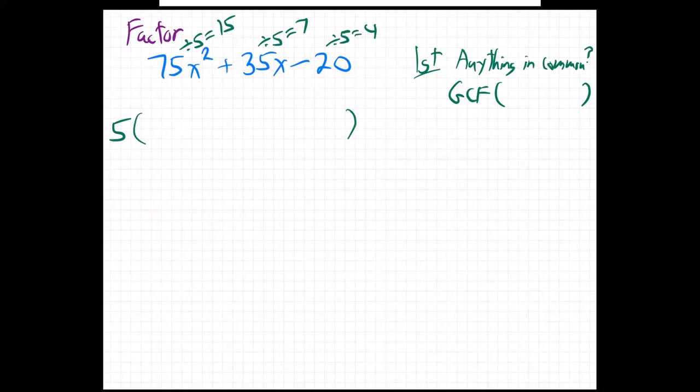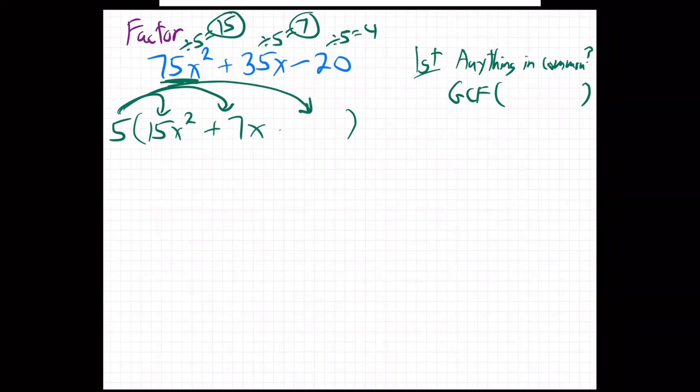And then you put in the parentheses whatever works. So 5 times what will go back to 75x squared? Well, we already divided and we get the 15x squared. And then 5 times what? Well, we already got 7x. And then 5 times what? Minus 4. We'll go back to minus 20. See how that's right? If this 5 went boom, boom, boom, and multiplied those 3, they would go back to 75x squared, 35x, and minus 20.